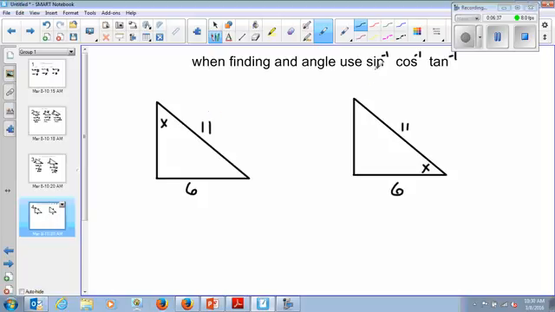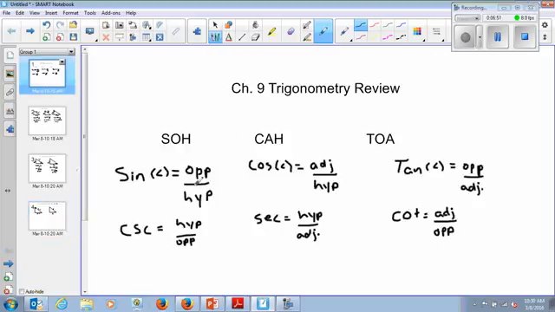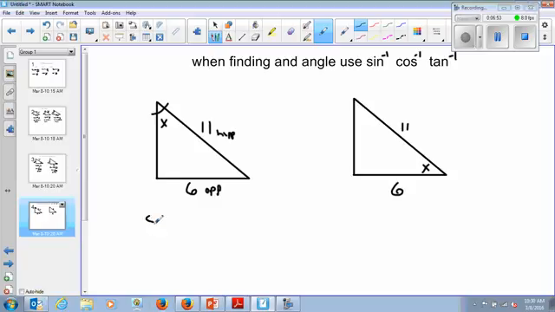When finding an angle, we're going to use inverse sine, inverse cosine, or inverse tangent, just depending on where our angle is. Here's my triangle. 6 in this case would be the opposite side. 11 would be the hypotenuse. Opposite hypotenuse, I'm going to use the sine ratio. So I say sine of my angle equals opposite over hypotenuse. Your calculator actually won't let you do this backwards because your calculator knows that hypotenuse should go on the bottom. So if you accidentally mess it up, it'll give you an error reading.